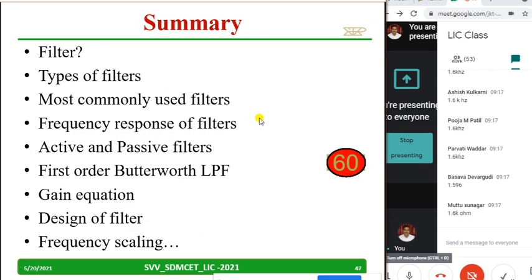Summary, whatever we have discussed so far. A filter means what? Types of filters, most commonly used filters, frequency response of a filter, active filters, passive filters, first order Butterworth low pass filter, gain equation, how to design the filter, frequency scaling with numerical examples. These things we have discussed. Take 40 seconds, just glance and go through your notebook.